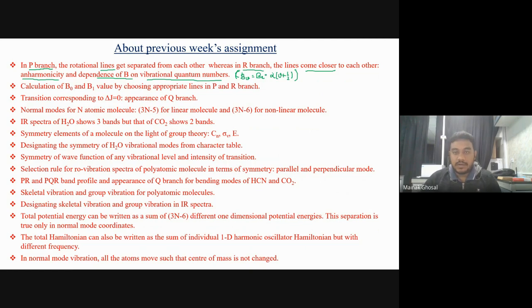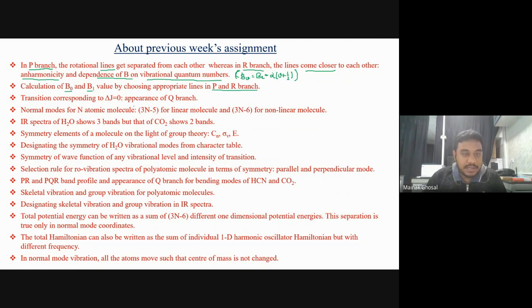Using this expression, as v increases, B will decrease. So for different vibrational levels, B will be different, and by this reason it was explained why in the P branch lines are separated from each other, but in the R branch they come closer to each other. The values of B0 and B1 were determined by choosing appropriate lines in the P and R branches for different J values.